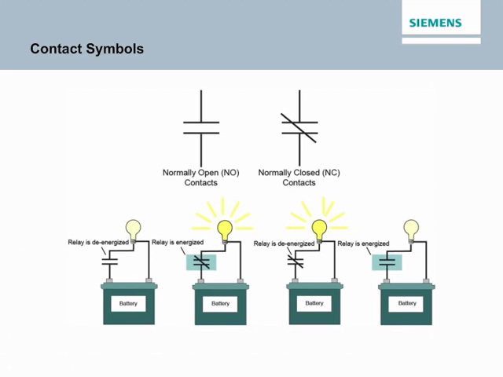In the lower right corner of the accompanying graphic, normally closed relay contacts are shown. When the relay is de-energized, the contacts are closed, allowing current to flow through the lamp. When the relay is energized, the contacts open and the lamp turns off.